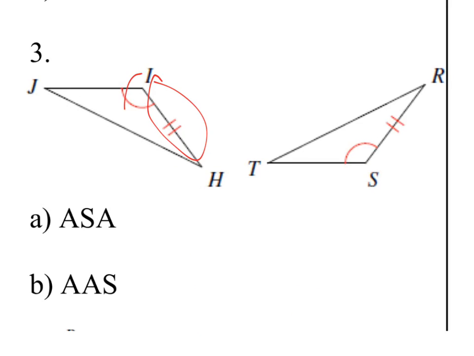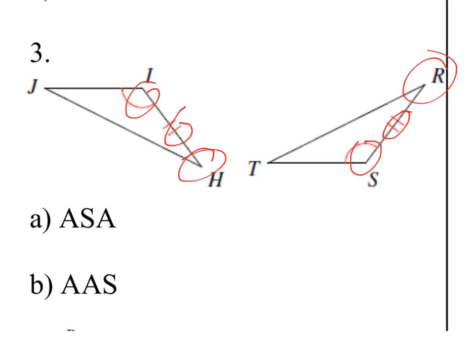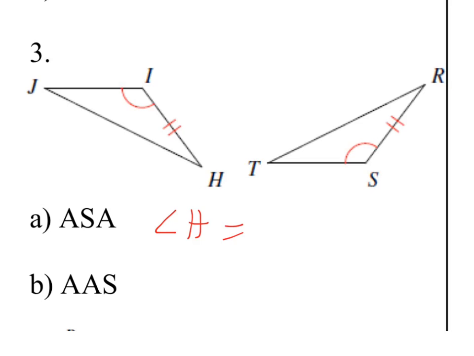We have a side and an angle, side and an angle. We want angle side angle, so angle side angle, angle side angle. We need H and R to be congruent to each other, so it's angle H congruent to angle R.